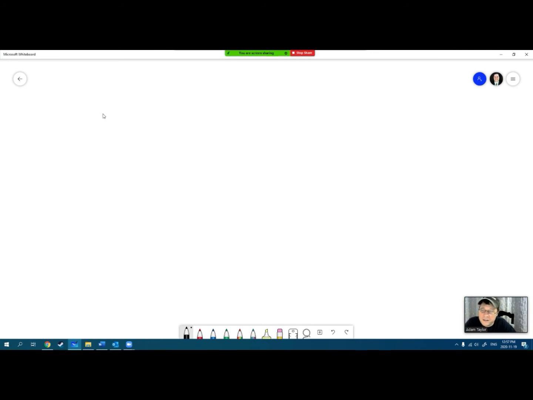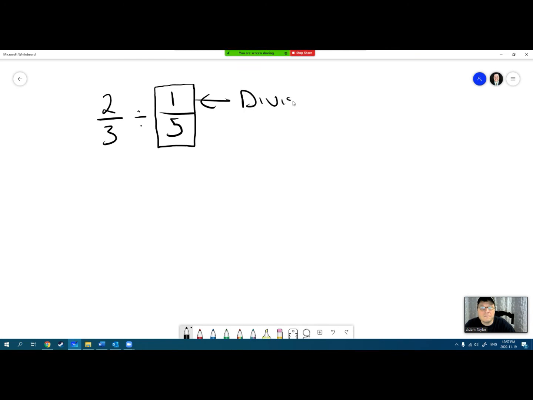To divide a fraction, then, you simply determine what the reciprocal of the divisor is. So let me just explain. 2/3 divided by 1/5. Okay. 2/3 divided by 1/5. 1/5 is the divisor. Okay. This is the divisor. This fraction is not the divisor. This is the number, okay? And you're dividing it by a fifth. How many fifths are in 2/3? So this second fraction, what you're dividing it by is the divisor, okay?